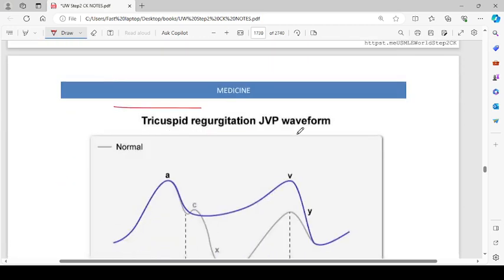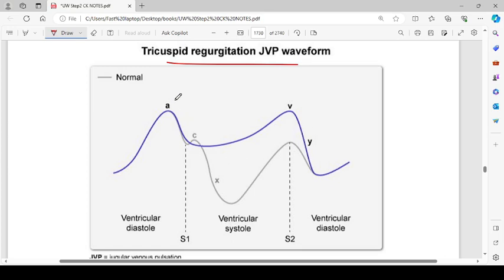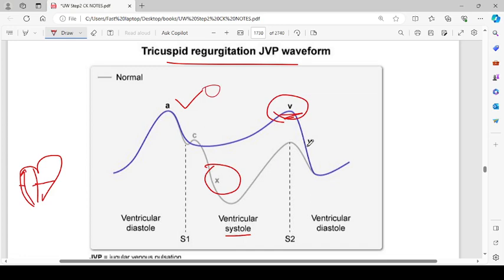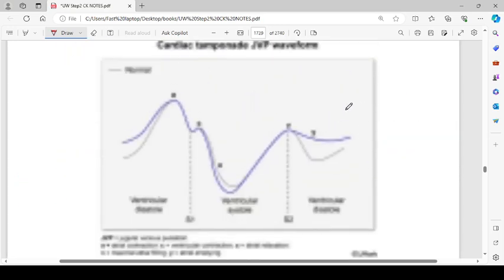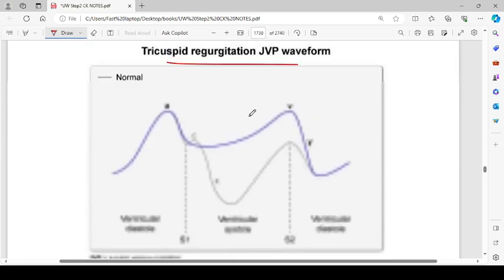Then we have tricuspid regurgitation. In tricuspid regurgitation, you can see that the A wave is there, but instead of an X descent, because in ventricular systole the atria is relaxing, suppose there is tricuspid regurgitation, like this. The tricuspid valve is not competent, and at the time when the atria was supposed to relax and fill with blood, the ventricular systole is happening, and ventricular blood also starts moving into the atrium. So there is no X descent. The V wave is at a higher pressure point, and the Y descent is present. So in cardiac tamponade, there is no Y descent, and in tricuspid regurgitation, there is no X descent.